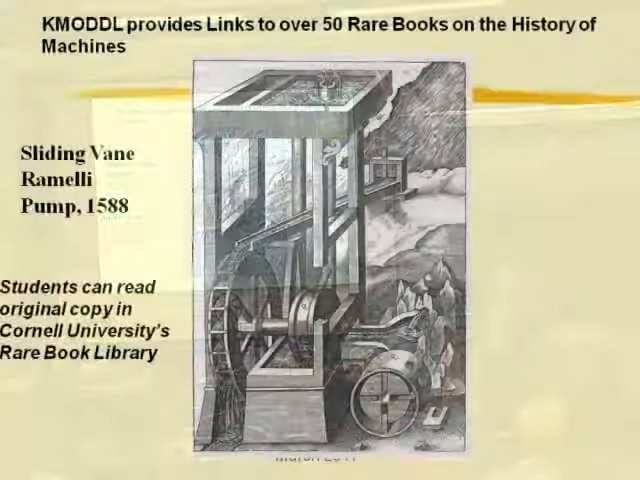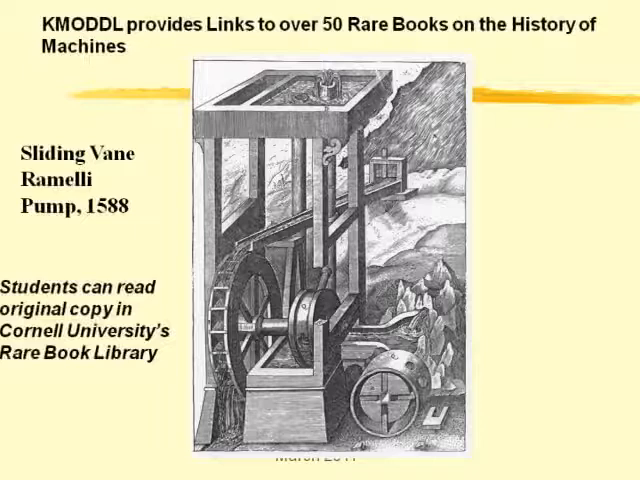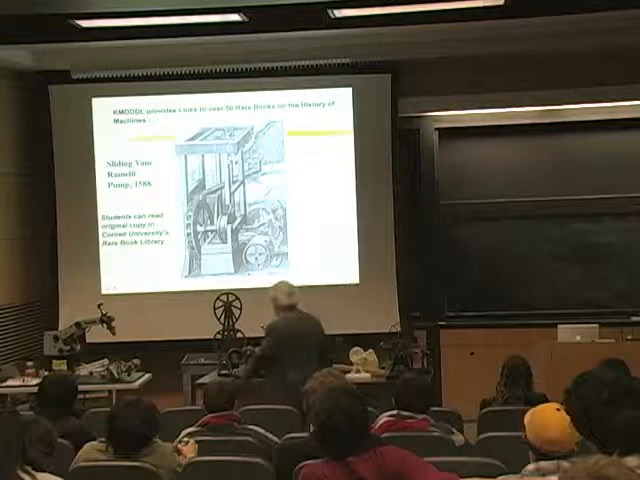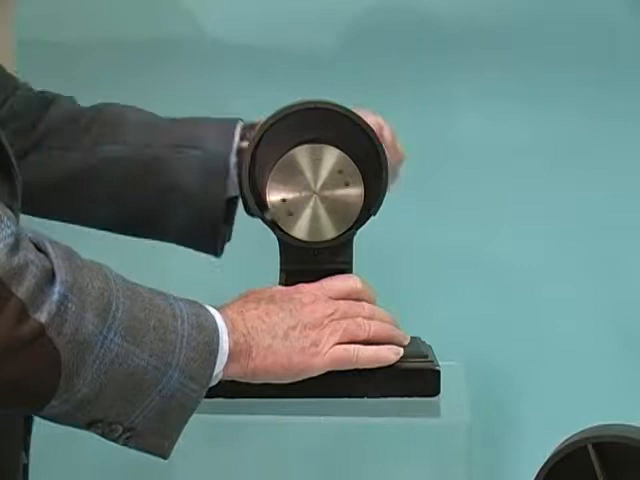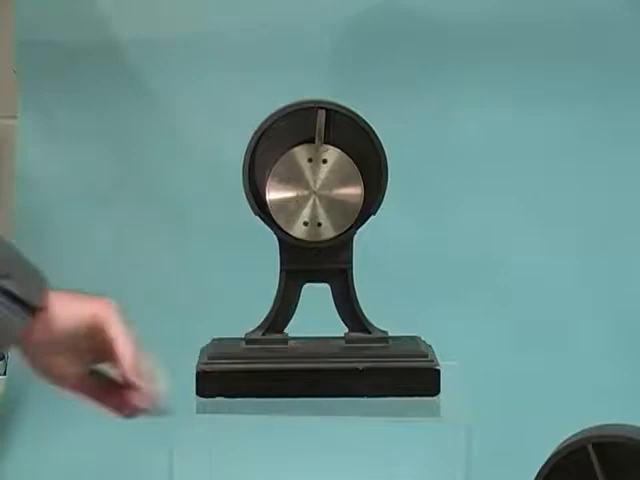So here is a picture of a pump from the book by Ramelli. This is a book that's 1588, and here's the pump here. It's worked by a water wheel, and this is one of the first examples of an exploded view. And you can see that there's a sliding vane here. So here's one of the models with a sliding vane type of pump. In past years, Cornell students built a model of a pump. The sliding vane goes back to the Renaissance.